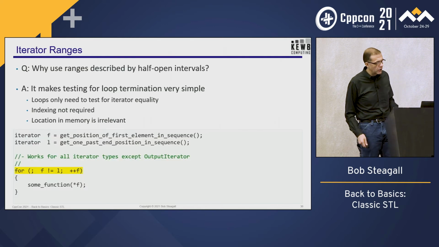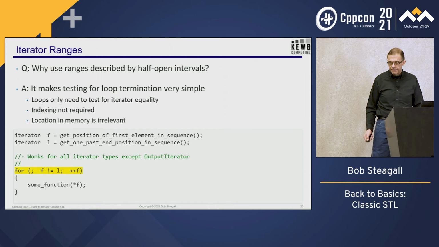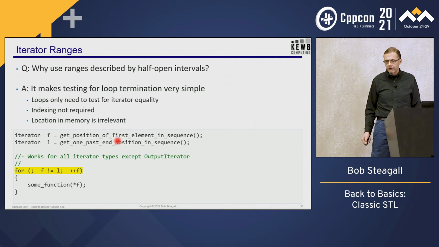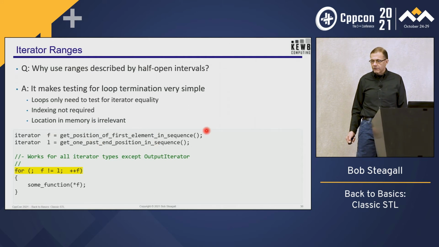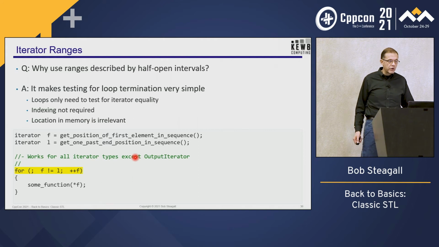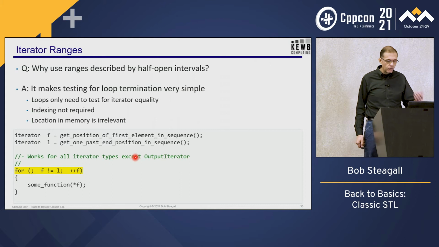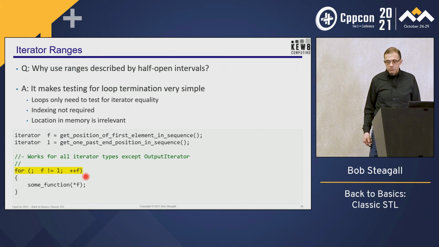And so here's a little code sample to give you the idea. We have our first and last iterators, and here is just some pseudocode for some functions that get the position of the first element in the sequence, and get the position one past the end in the sequence. And then here's the loop. You just run over the loop until f equals L, you increment f, and while you're in the loop, you do something with the thing that f points to. It's that easy.